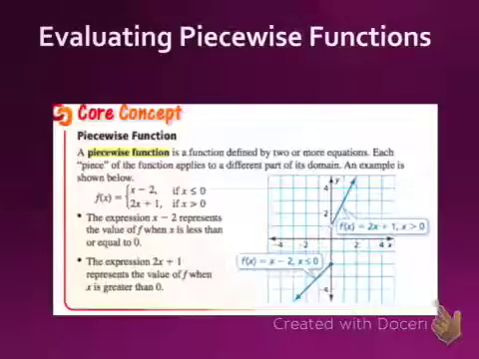Like if we have f of x is equal to x minus 2, but that's only true for x less than or equal to 0. And then for the part that x is greater than 0, we're going to use the function f of x equals 2x plus 1. So see how these two parts or pieces of the function are both graphed on the same graph.